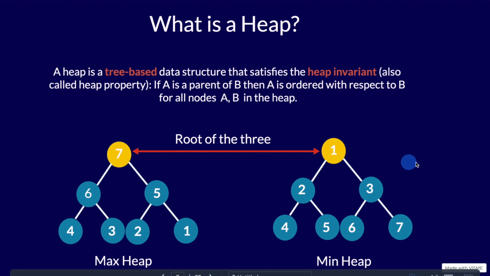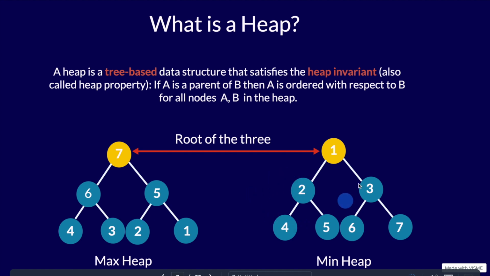So let's look at these two examples. If you check the first one here, you will discover that the values of the parent nodes are always greater than the value of the child nodes. So 7 is greater than 6, 7 is greater than 5, and 6 is greater than 4, 6 is greater than 3. So the values of the parent nodes are always greater than the values of the child nodes.